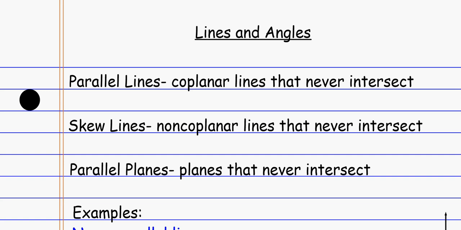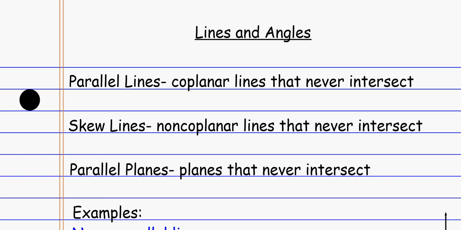Parallel lines: if I drew 2 lines that don't intersect on a piece of paper, those are parallel. But if I have 2 separate pieces of paper and I have a line drawn on each, well, those lines are never going to intersect, but they're not necessarily parallel, okay?